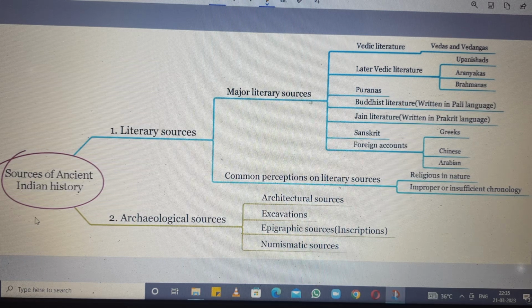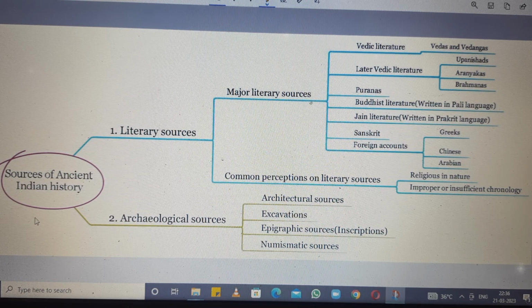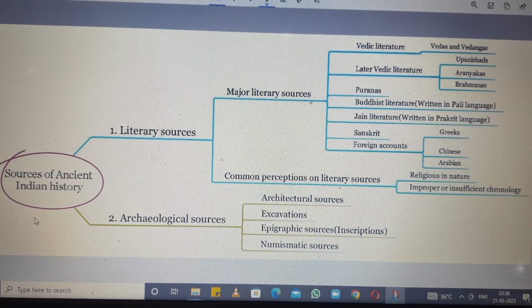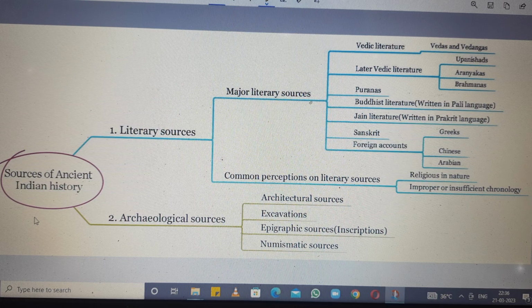Major literary sources comprise Vedic literature like the Brahmanas, Aranyakas, Upanishads, and Shruti, which is that which is heard, like the Shatapatha Brahmana. Later Vedic literature includes the Puranas and Upanishads, Aranyakas and Brahmanas. Next comes the Buddhist literature, which was written in the Pali language. At that time, Sanskrit was the language of special people, and Pali was the language of common people. That's why it was written in Pali.